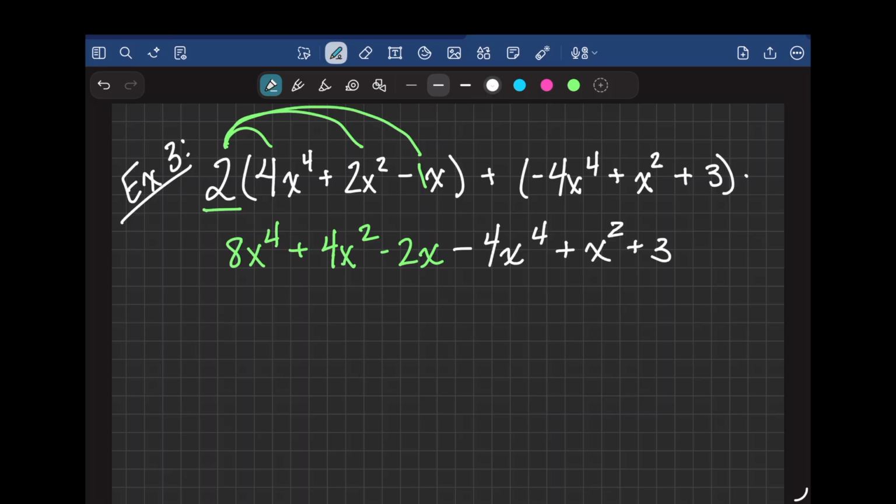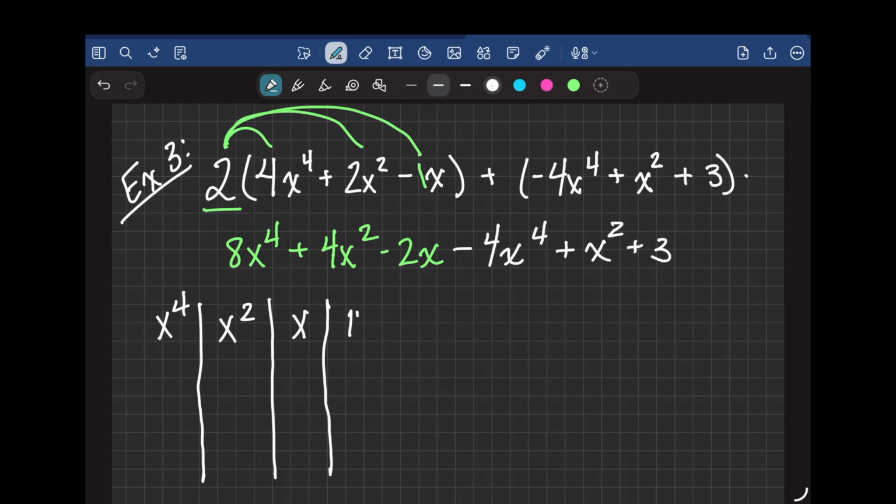Looking at my groups here, I see that I have an x to the power of 4. X to the power of 3, I don't see one here, so we're going to move straight to x squared. And then we have x, and then do we have any constants? Yes, we have 1, so I'm going to write the number sign here. So these would be the 4 groups that I'm going to use for this problem.